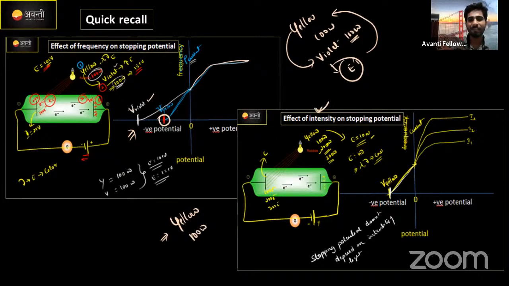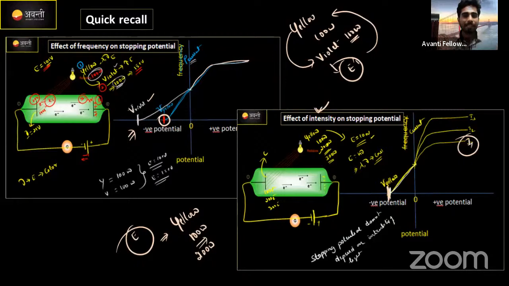Okay, first time when I increase the positive potential of a circuit with a 100 watt bulb, I got an intensity I1 here. Correct? Now the stopping potential will be here. It has a fixed energy. Yellow bulb के लिए energy fix होता है. Right? Now I'm going to take the 200 watt bulb, means intensity ज़्यादा हो गया.